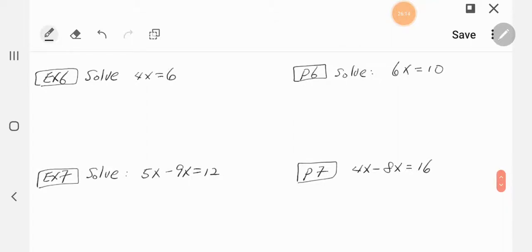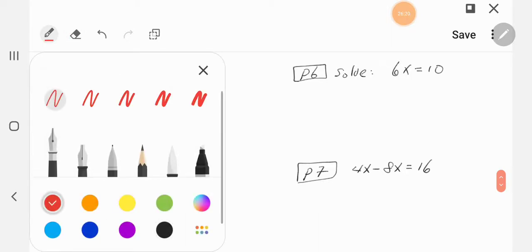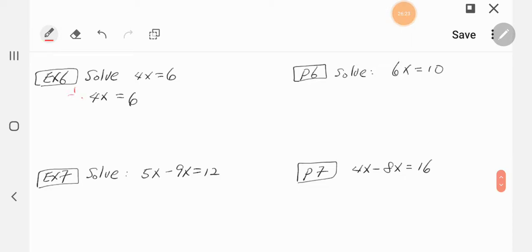Okay, let's try more examples. Still the same. So here is 4x is equal to 6. What is the reciprocal of 4? Reciprocal of 4 is 1/4, right? So multiply each side by 1/4. Or you can do it this way. This is a product. If we have the same number in the denominator, then we can cancel out. In this case, we can divide each side by 4, then x equals 3/2.